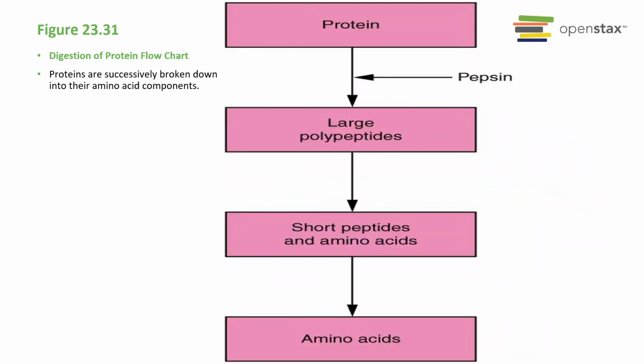Here is a sample flow chart highlighting the digestion of protein. Once again, the breakdown of protein starts with a protease such as pepsin, which helps to break down the protein into larger polypeptides, which then subsequently get broken down into intermediate and then single amino acids, which are those basic building blocks of proteins. So that summarizes once again the breakdown of your proteins.